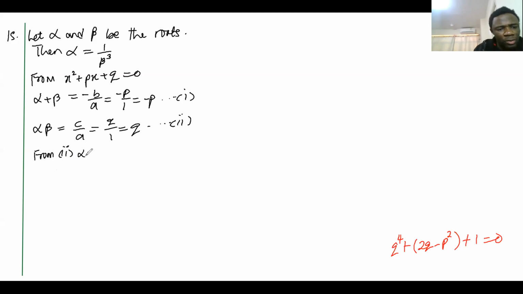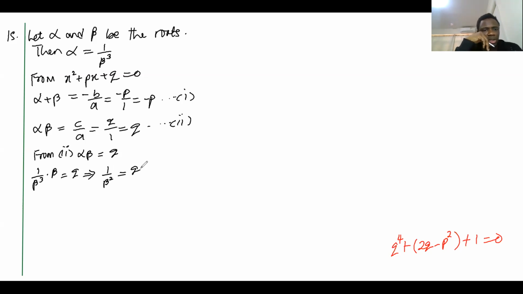From 2, alpha beta is equal to q. So alpha is now 1 over beta cube. Then multiplying by beta is equal to q. What does that mean? It means 1 over beta squared is equal to q, right? So 1 over beta squared is equal to q. What does that give us?